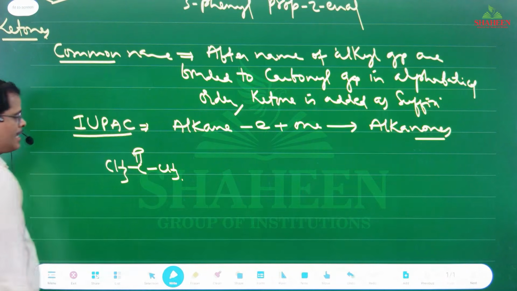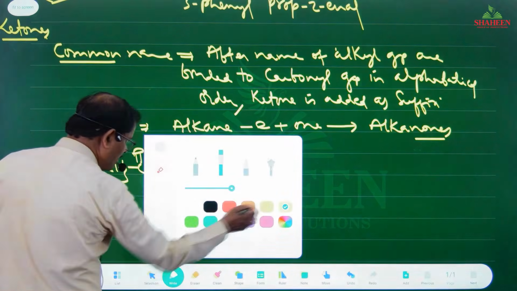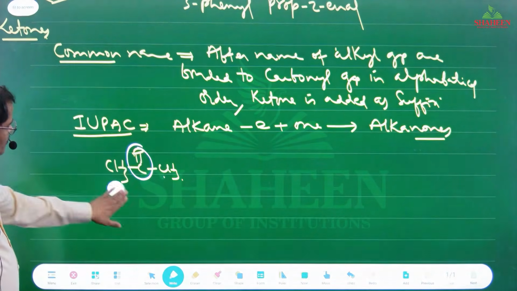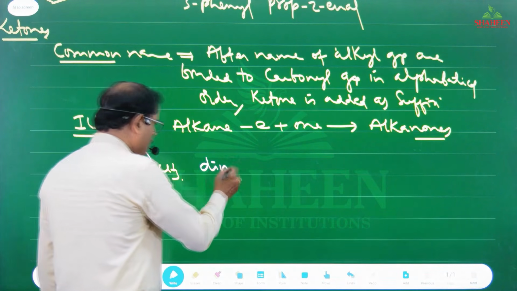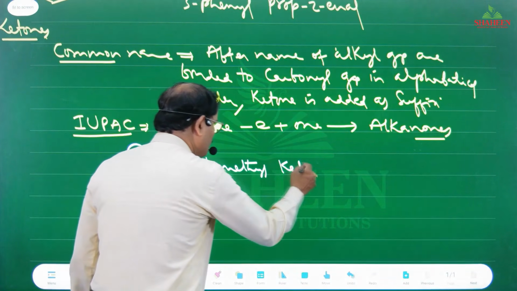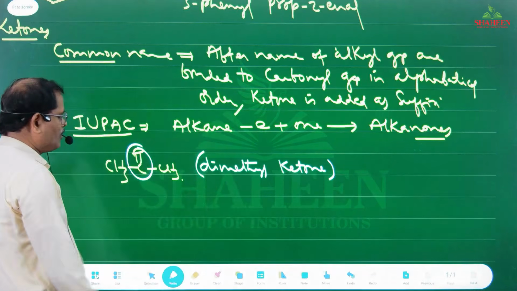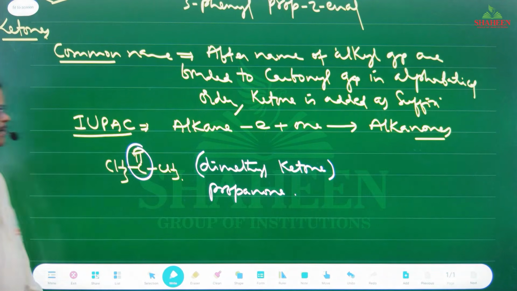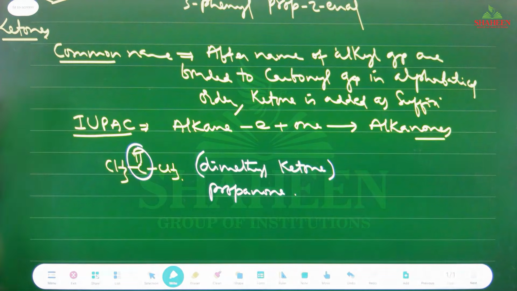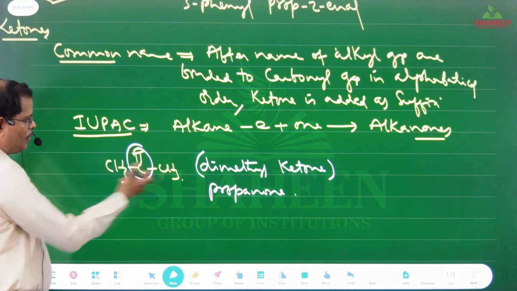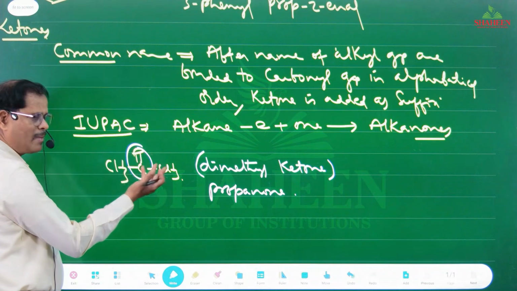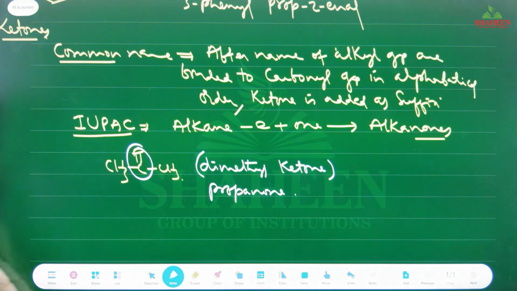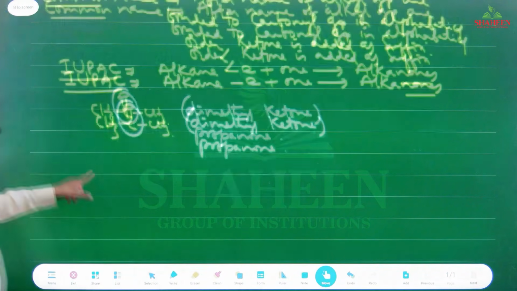First we go for the common name, which is the names of the alkyl groups in alphabetical order. Both alkyl groups are the same, that is why dimethyl ketone, and propanone. In brackets, the common name; without brackets, the IUPAC name. Propane has 3 carbon atoms. From propane, removal of E and addition of "one", that is why propanone. Propanone is the IUPAC name.